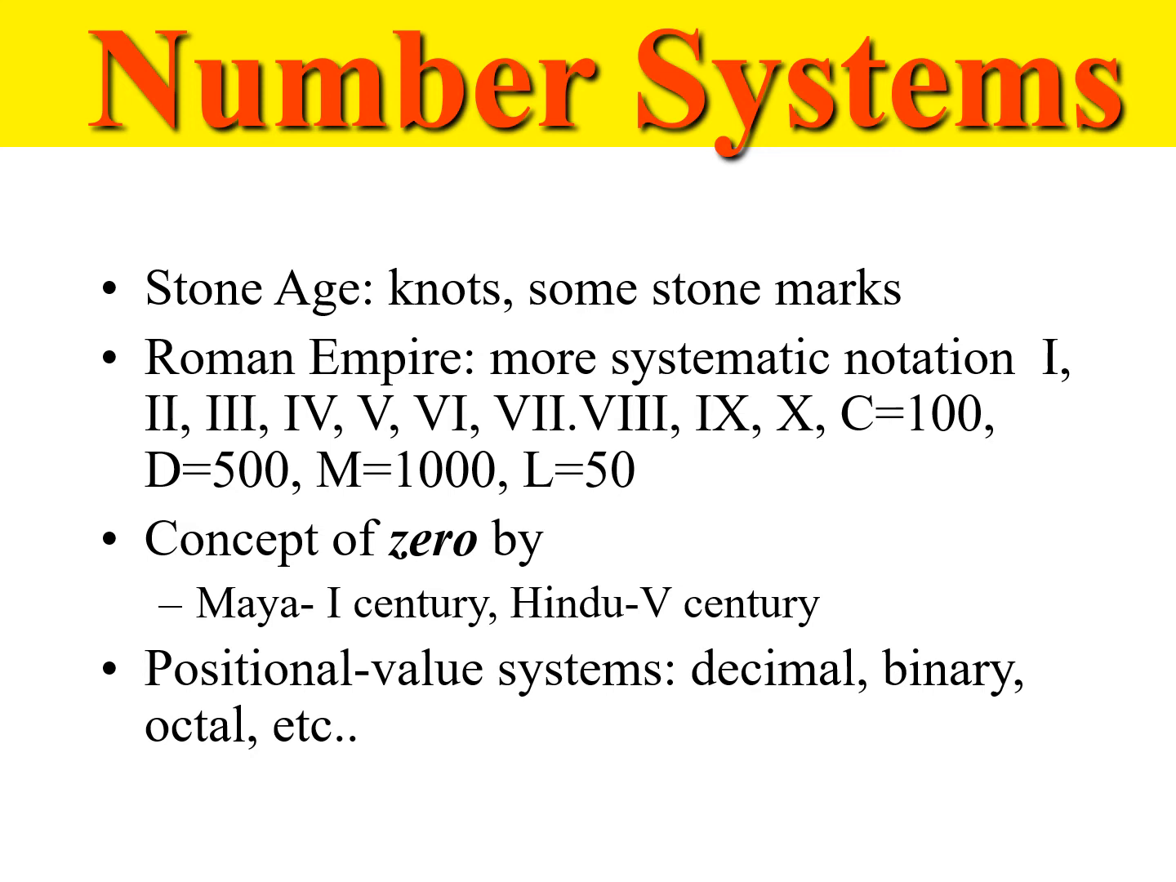To overcome these drawbacks, positional number systems were introduced, in which a few symbols are used and their value depends upon the position they occupy in the number. Earlier, in the Stone Age, people used stone marks to perform calculations. The Roman number system was used in the Roman Empire. Then the concept of zero was introduced by the Hindus in the 5th century, and the Maya in the 1st century. Then the positional value system was introduced, that is decimal number system, binary number system, octal number system.